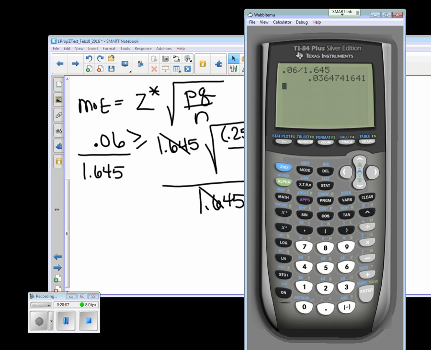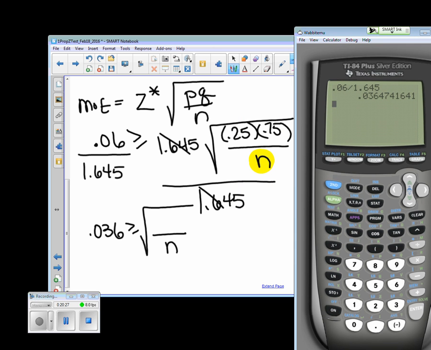I'm going to write 0.036 on here just to show my steps, but I'm actually going to use the exact value in my calculator, okay? So 0.036 is greater than or equal to, and then what was left, what is 0.25 times 0.75? What's my numerator here? Thank you. Okay, so now I'm looking at what's in my box. How do I continue the process to solve for n?